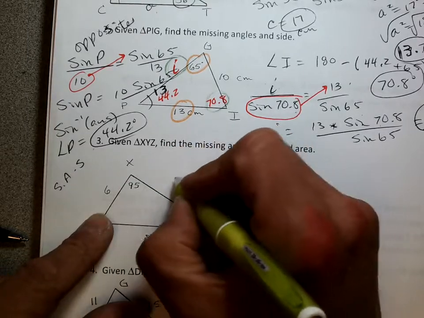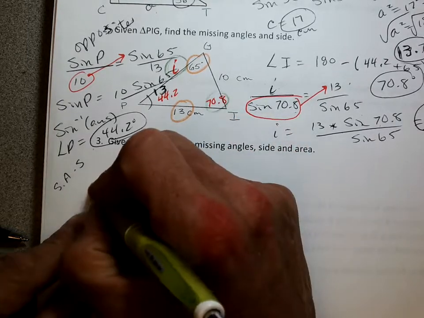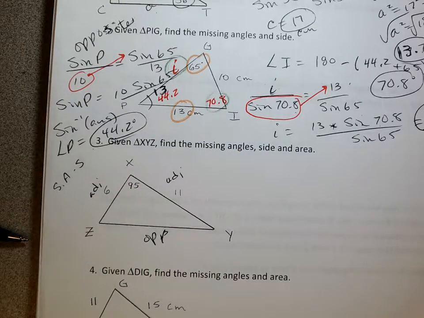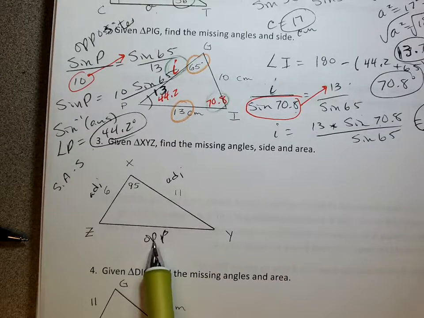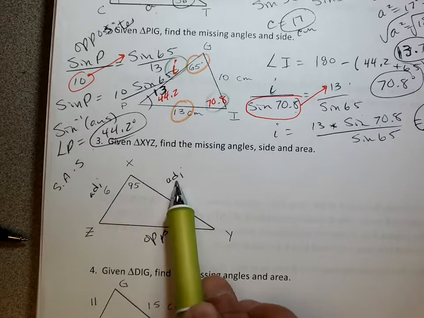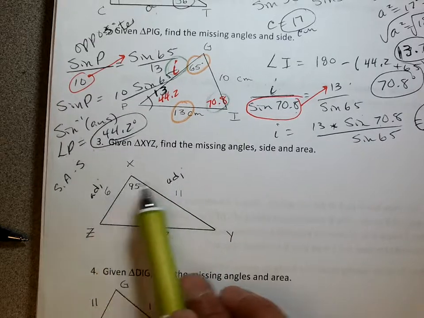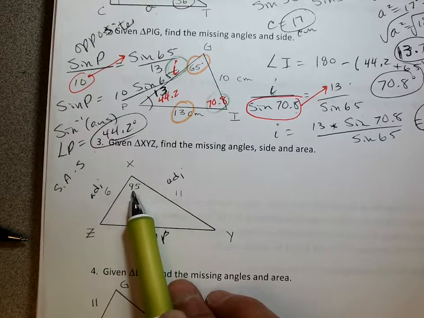11 and 6 are my adjacents to my angle that I know, right? So the formula says, it's in your note, opposite squared is equal to adjacent squared plus adjacent squared minus 2 times adjacent times adjacent times the cosine of the angle. Okay, so I'm going to set that up.